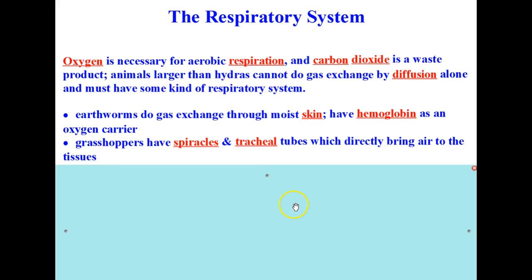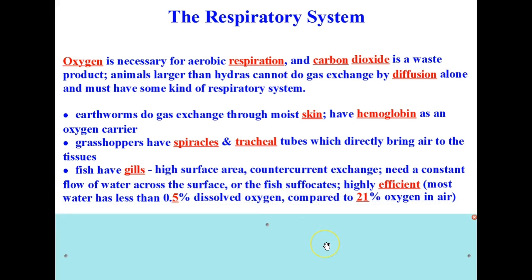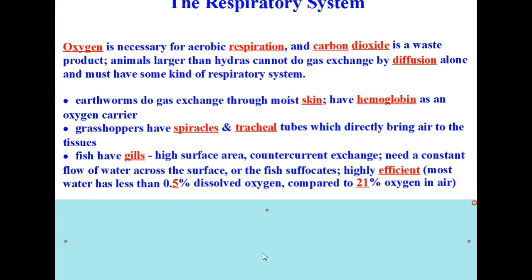Grasshoppers have spiracles and tracheal tubes, which directly bring air into the tissues, which then diffuses into the tissues. Fish have gills, high surface area, and countercurrent exchange. They need a constant flow of water across the surface or the fish suffocates. This is highly efficient. Most water has less than 0.5% dissolved oxygen compared to 21% oxygen in the air we breathe. So in order for a fish to get its oxygen, with a much lower percentage, this process must be very efficient.